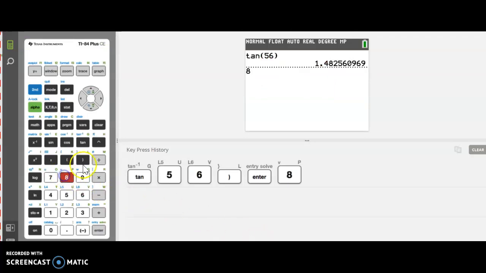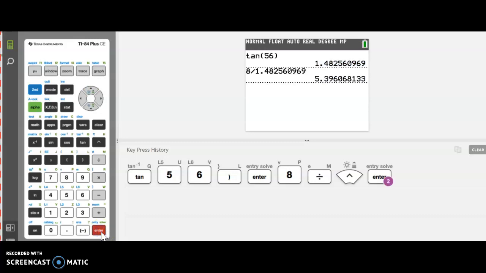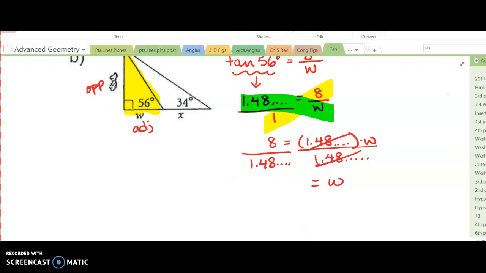So I'm going to do 8 divided by, then I come up here and copy, I arrow on top of it and hit enter, and that pastes it into the line I'm working on, and then enter, and it tells me it's 5.396. And let's hold on to that number in our calculator. For now, we'll write down approximately 5.4 for W, but don't clear out your calculator just yet.